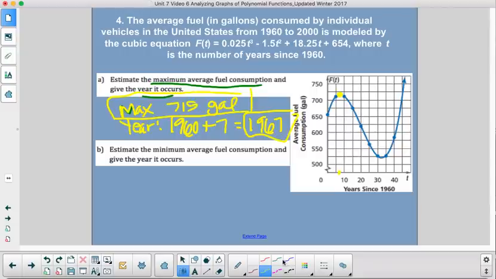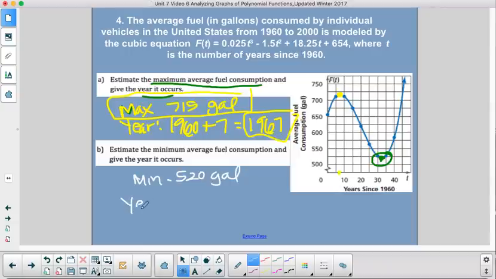Then we're also going to go ahead and look at the minimum. The minimum is our lowest value, and that occurs right here at this point. That looks like it's pretty close to 525, maybe a little bit less than 525. I don't know, 520 gallons.